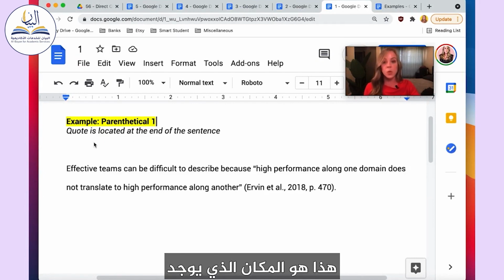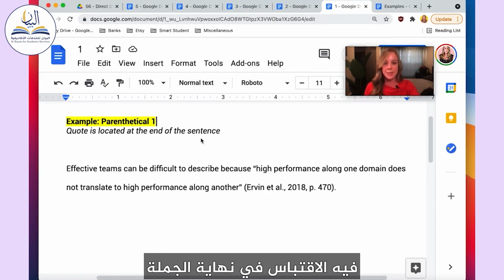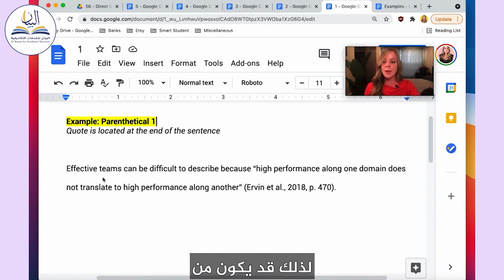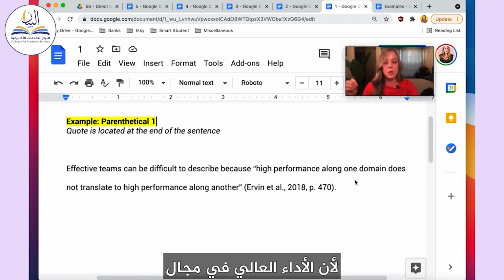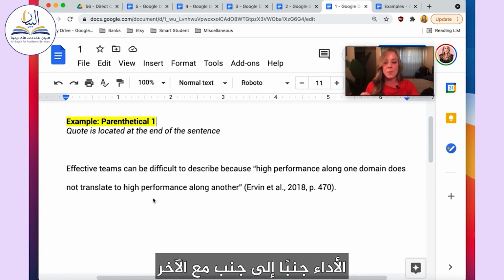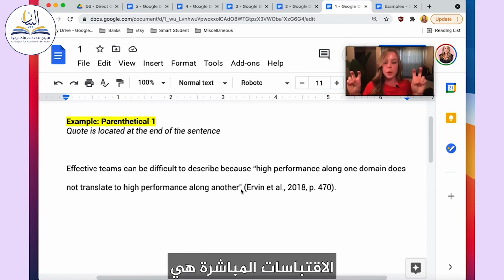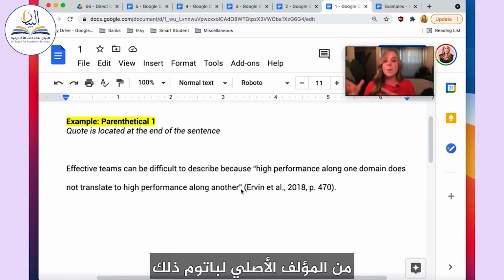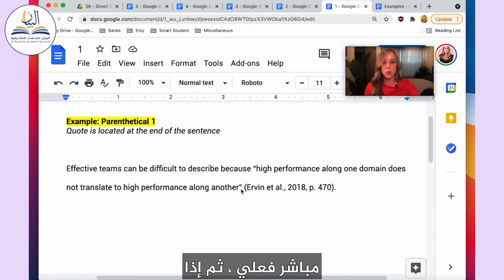This is where the quote is located at the end of the sentence. So this reads, "Effective teams can be difficult to describe because high performance along one domain does not translate to high performance along another." So as you can see, the material in the direct quotations is from the original author verbatim. So that right there is your actual direct quote.